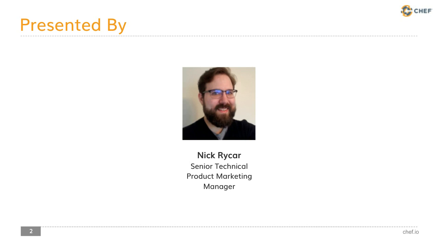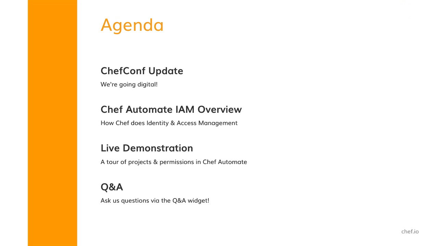We'll touch quickly at the top on ChefConf. As you might suspect, we have some updates. Spoiler alert, it's going to be a digital event this year. Then we'll dive into an overview of identity and access management in Chef Automate, followed by a live demonstration of the capabilities themselves. Once all that's said and done, I'll hop into the Q&A widget and see what questions y'all have. So yeah, feel free to keep them coming.